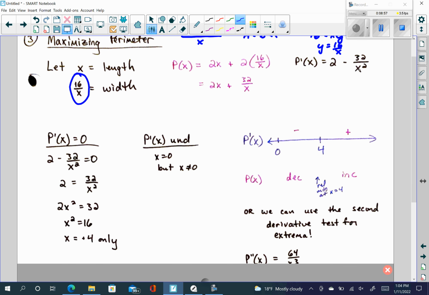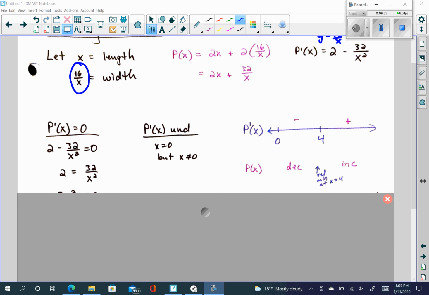So imagine if x is a 1, we would definitely get a negative value. And if x is greater than 4, let's say it's 5, we would get a positive value, because that would be 2 minus 32 over 25, so that would be 2 minus a 1 point something, which would be positive. So underneath this, this indicates that our perimeter function is decreasing until we get to 4, then increasing. Therefore, we have a relative min at x equals 4.